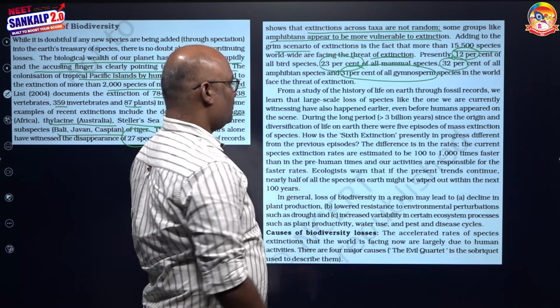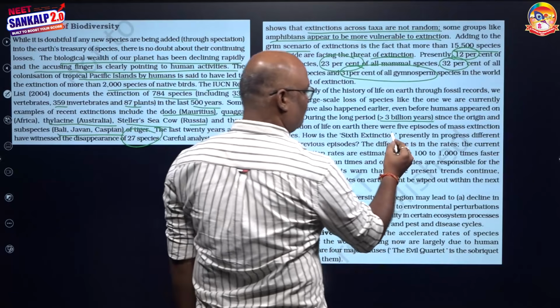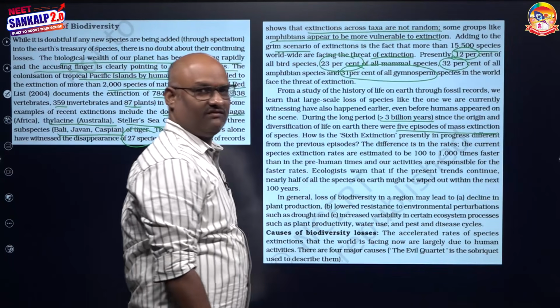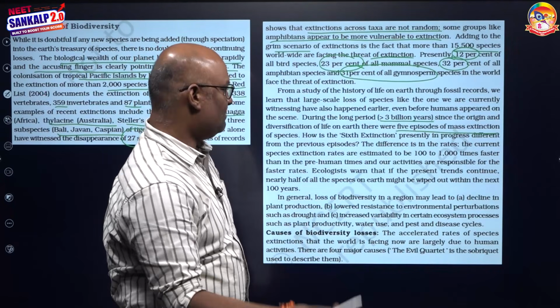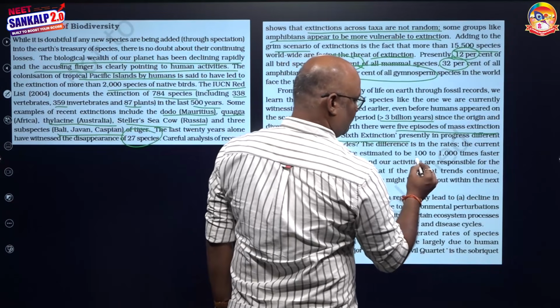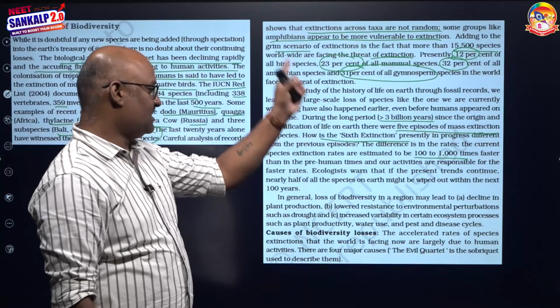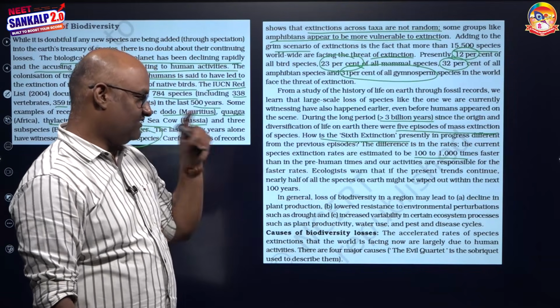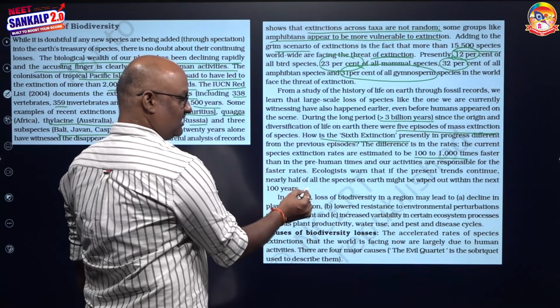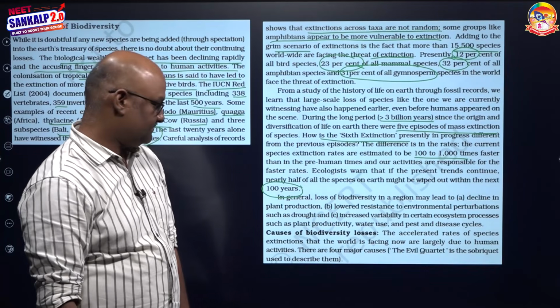Now, if you go back more than 3 billion years, there were almost 5 episodes of mass extinction. 5 times the mass extinctions, a large number of organisms became extinct. Now, the present extinction is the 6th extinction, which is 100 to 1000 times faster because humans are responsible for the 6th extinction. And if this continues, within the next 100 years nearly half of the species are going to become extinct.